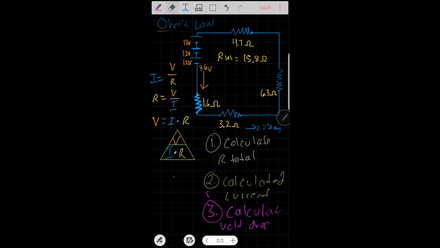Now, when I say calculate voltage drop, how do you do that? How do you calculate voltage? Well, we have an equation that tells us how to calculate voltage. We calculate voltage by, cover up our V, it's my current times my resistance. And so for each one, I have my total current of 2.28, and I have each of those resistances. So for each one, that means I have 4 separate equations.